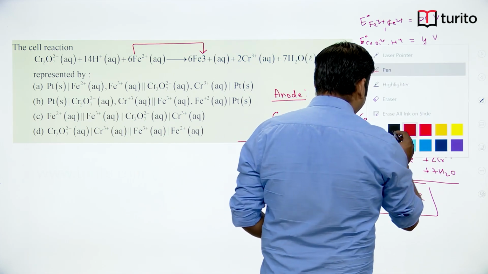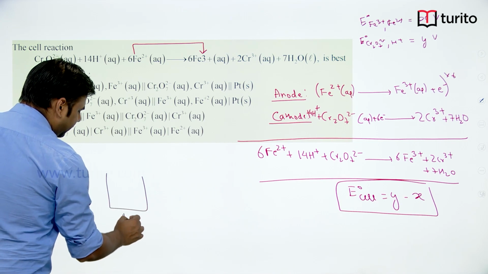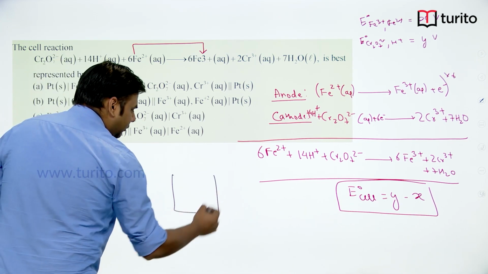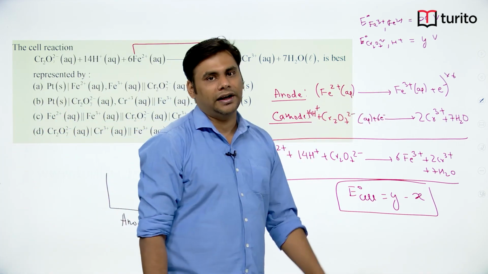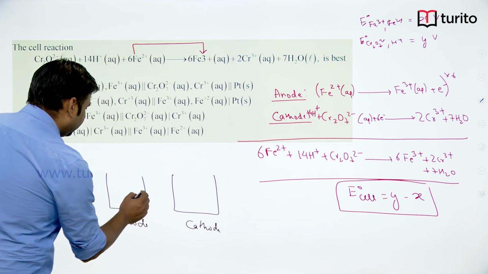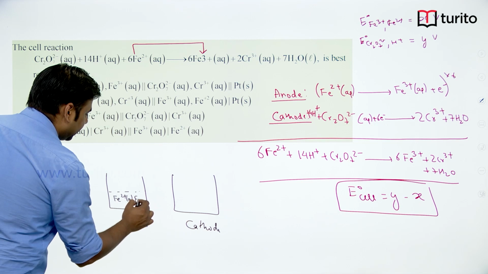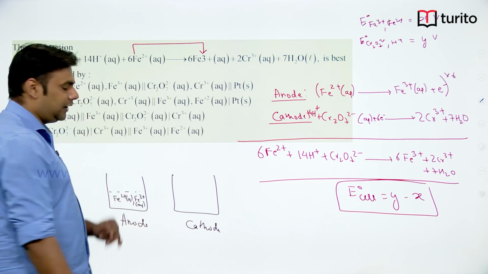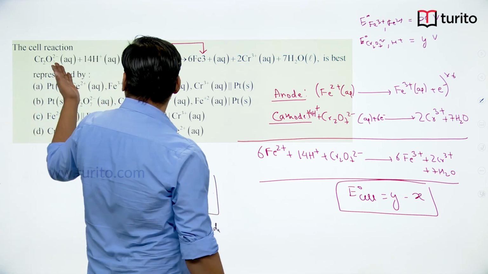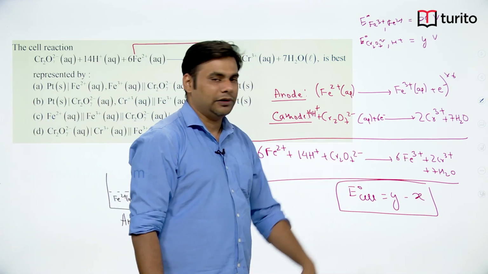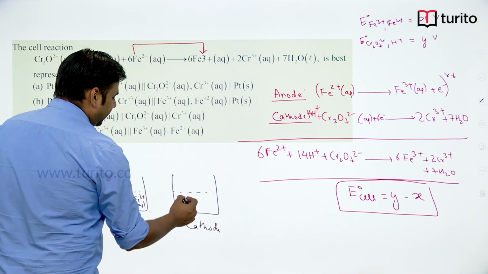So now if you want to construct the cell, I know that I will have an anode, okay, and I have a cathode. Now in the anode I am having Fe2+ and Fe3+. Both of them are in aqueous phase, so both Fe2+ aqueous and Fe3+ aqueous will be in the solution. Similarly, if you look at the cathode, in the cathode we are having dichromate ion and H+, and we are getting Cr3+ and water. So everything is there in the solution itself. So this will have dichromate ion.